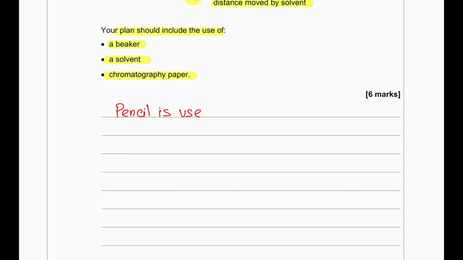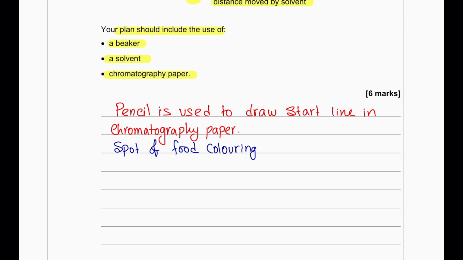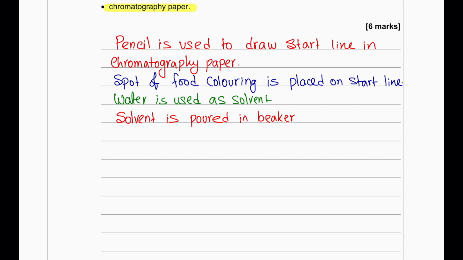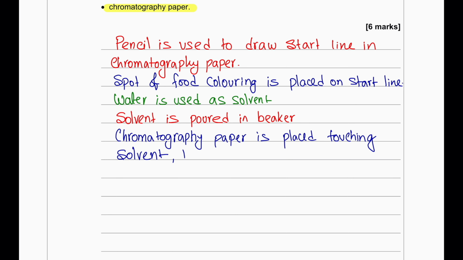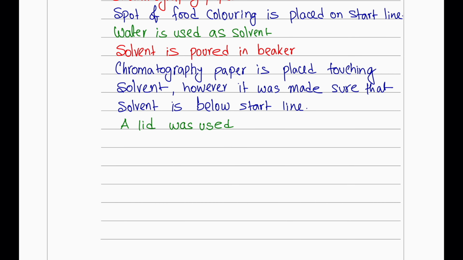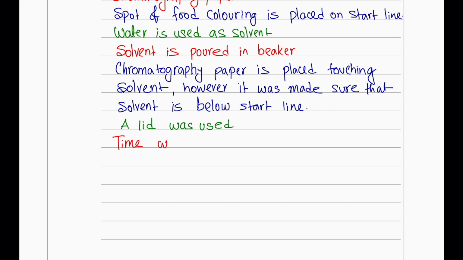First of all, we'll take a chromatography paper and draw a pencil start line on the paper. Then we're going to place the spot of the food coloring on the start line. Then we're going to use water as a solvent, because this is a food coloring, so water is the solvent. Then we're going to place the solvent in the beaker and place the chromatography paper in such a way that the paper is in the solvent but the solvent is below the start line. And then we're going to put a lid on top of it and wait for the solvent to travel up the chromatography paper until it reaches near the top but not exactly to the top.